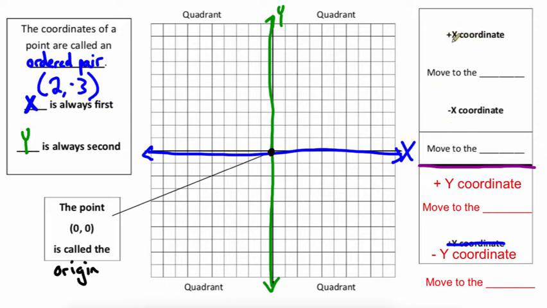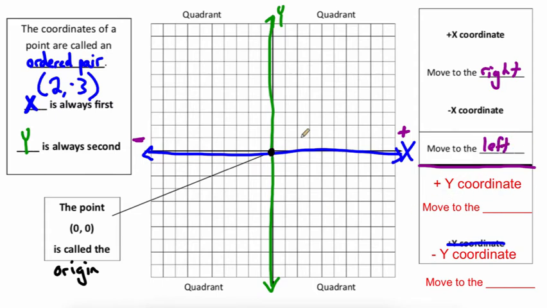So if your first number, your x, is a positive number, think of your number line, positive numbers always go to the right. So a positive x means you're going to go to the right along your coordinate grid. If your x coordinate is negative, remember, think of a number line. To the left are your negatives on the number line. So if your x coordinate is negative, you're going to move to the left.